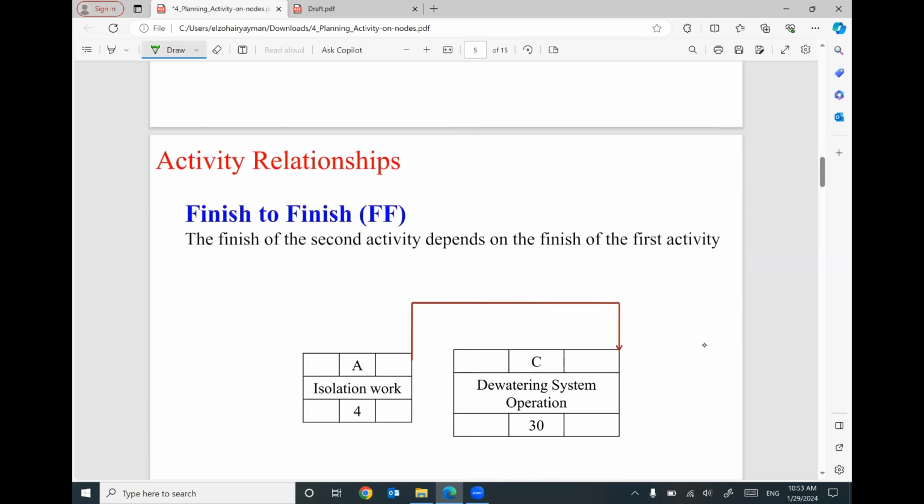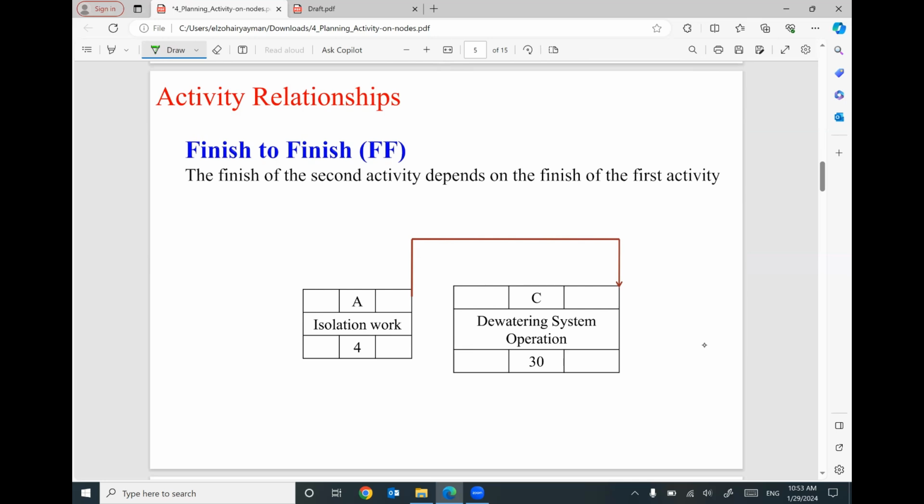We have another relationship in this activity on node network, which is called finish to finish, FF. FF means the finish of activity A is tied to the finish of activity C. I don't care when activity A will start, and I don't care when activity C will start. There is no relationship between the start of A and the start of C, but we have a relationship called finish to finish. The finish of activity A must happen at the same time as the finish of activity C. So I will draw an arrow from the finish of activity A to the finish of activity C.